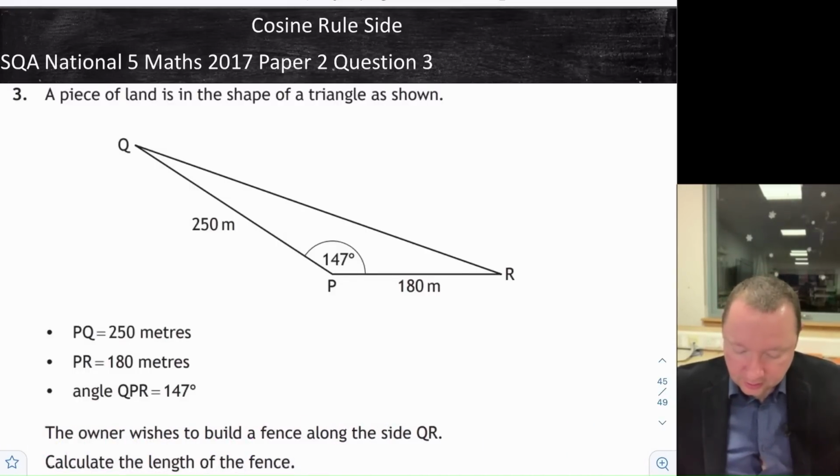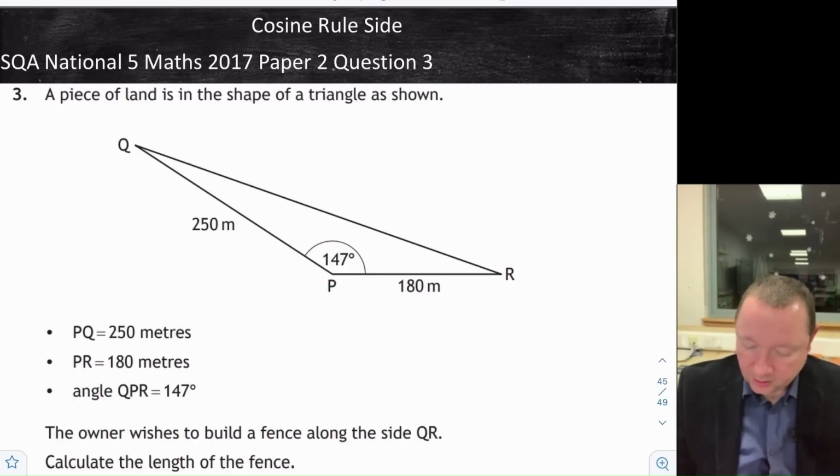SQA National 5 Maths 2017 Paper 2 Question 3 had this question. It says PQ is 250, PR is 180, and this is the angle, and it's building a fence around this. We wish to build a fence alongside QR. What is the length of the fence? So we need to work out the length of QR. Once again, just checking, as long as I've got the angle and the sides either side of the angle, I can use the cosine rule to find the opposite side.